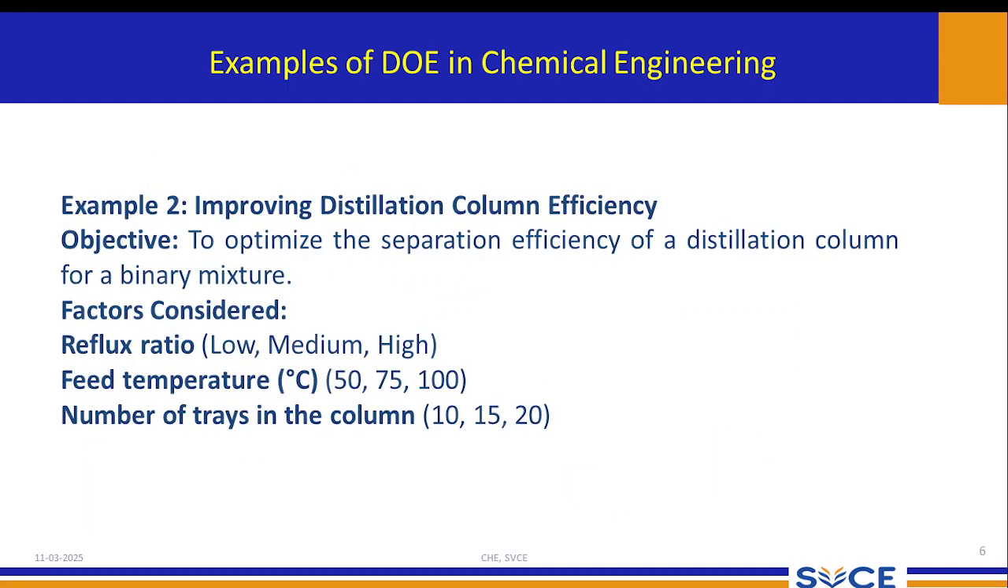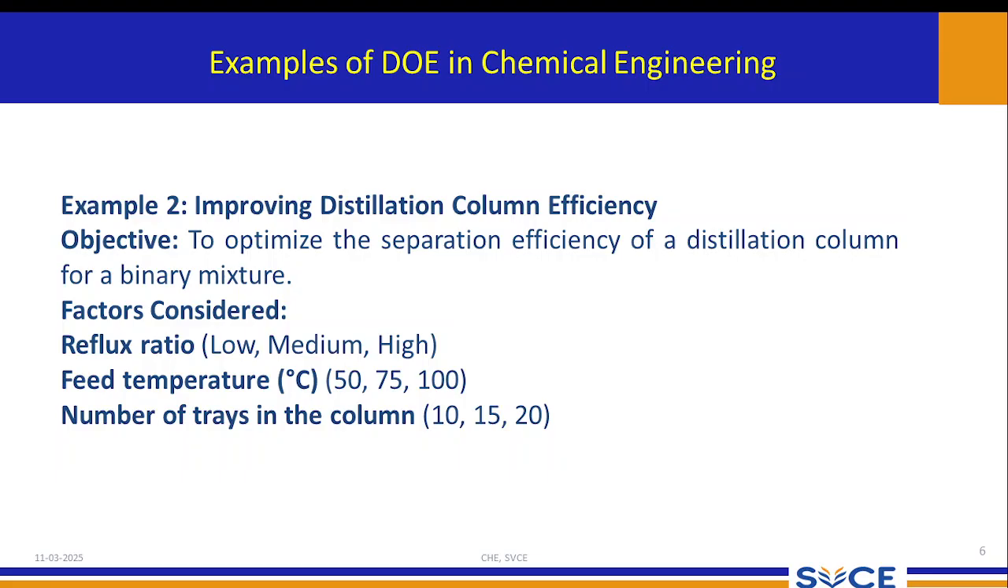Coming to the second example, improving the distillation column efficiency. To optimize the separation efficiency of a distillation column for a binary mixture, what are the factors you could vary? Reflux ratio, feed temperature, number of trays in the column. The separation efficiency is supposed to be higher for a binary mixture. When the number of trays is higher, what does it mean actually? As the reflux ratio increases, the number of trays will be fewer. You know already the correlation.